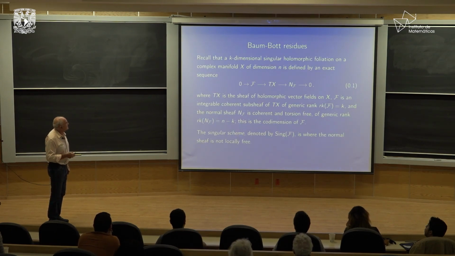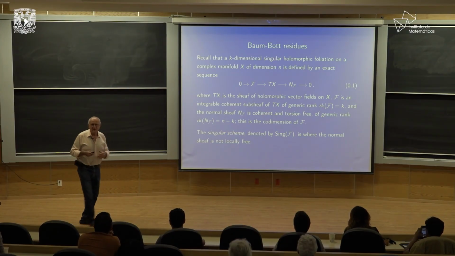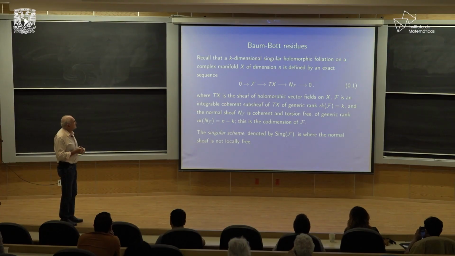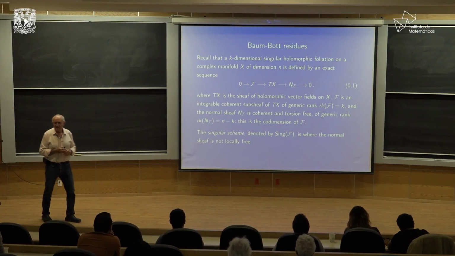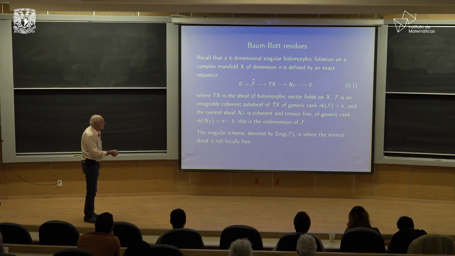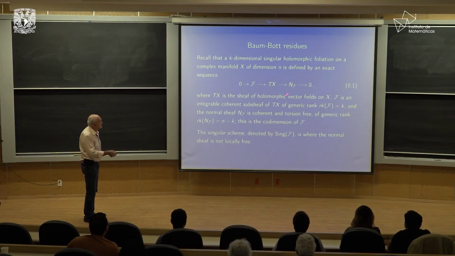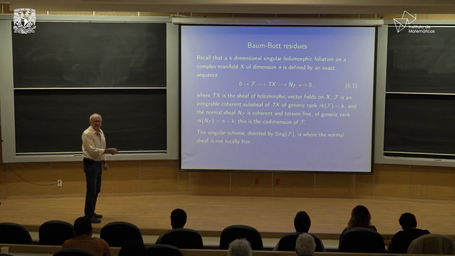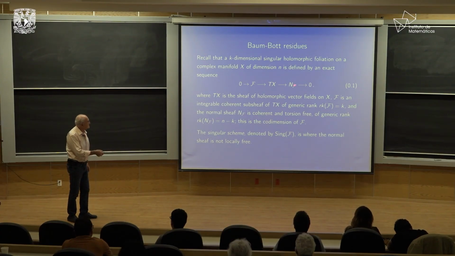Let me say a few words about this. Let me start by recalling something that you all know. A k-dimensional singular holomorphic foliation on a compact complex manifold means that you can think of it as having a short exact sequence, where this is what we call the tangent sheaf, thinking of it as the sheaf of holomorphic vector fields on X, and this is what we call the normal sheaf. F is integrable and coherent, and the normal sheaf is coherent and torsion-free. By definition, the singular set is the set of points where this is not locally free. That's the singular set of the foliation.